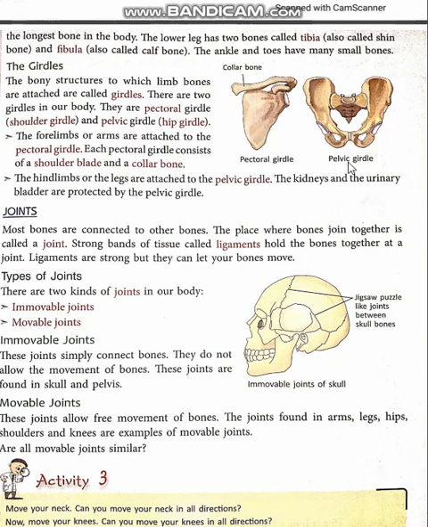Similarly, we have the pelvic girdle, where the legs are attached, and it protects the kidneys and urinary bladder. Okay, so today we learned about the girdles, rib cage and limbs.